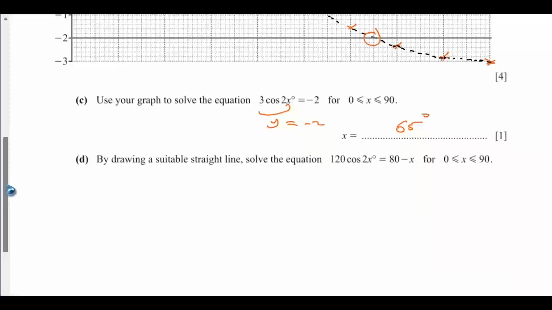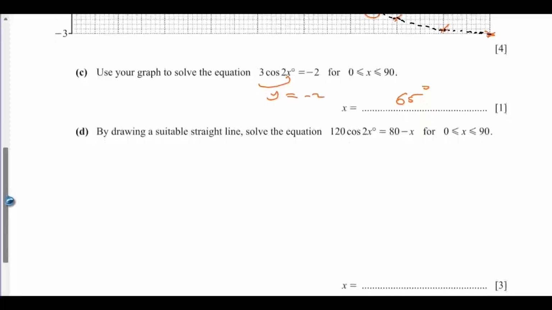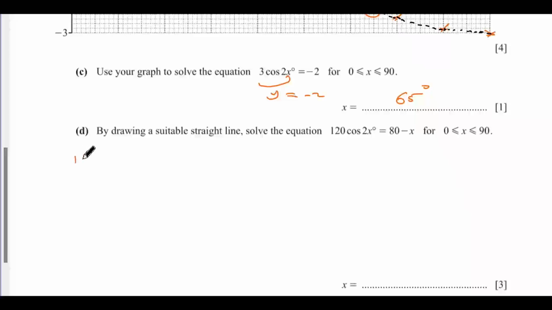By drawing a suitable straight line, solve the equation 120 cos 2x = 80 - x. From here we need to write this so that the left side can be equal to y, that is, y = 3 cos 2x. So we need to divide through by 40.